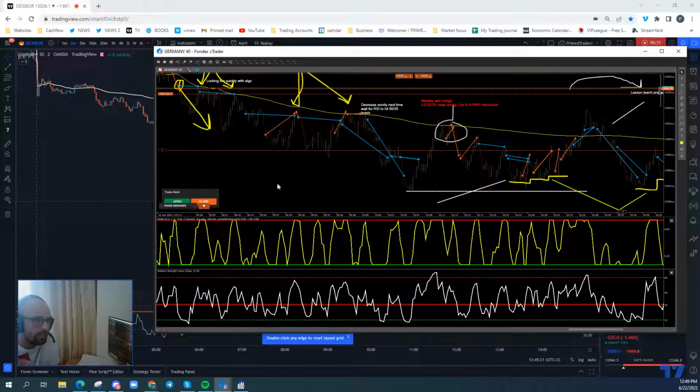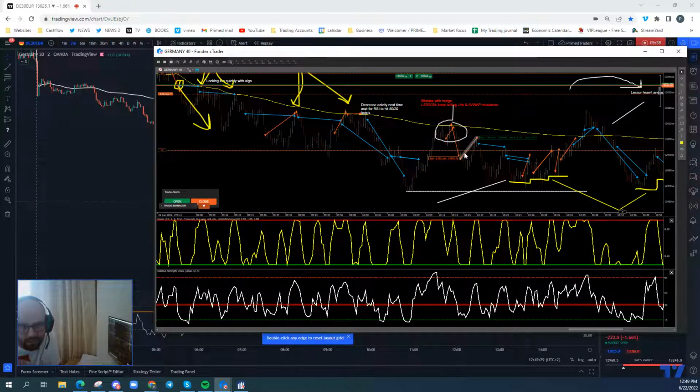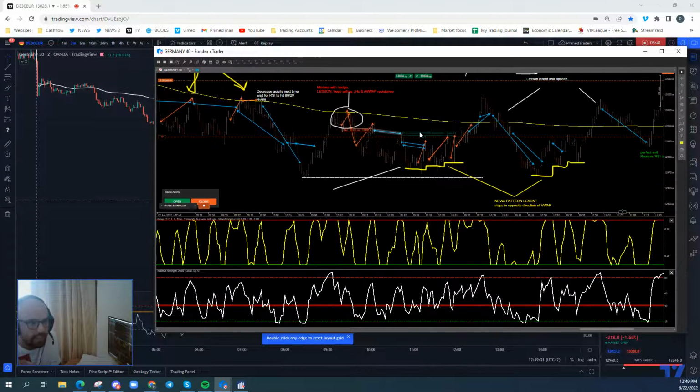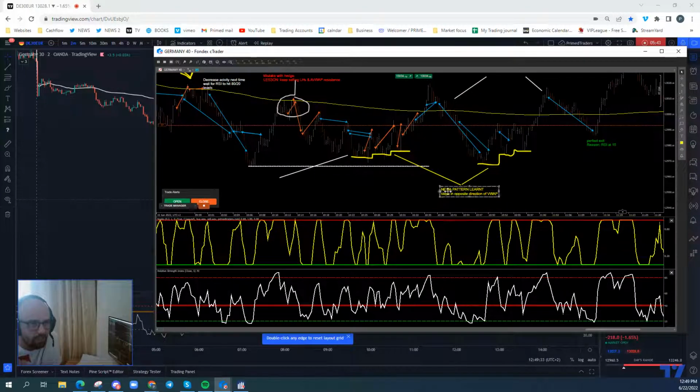7 pips there. My SL is 13.3, so it wouldn't have gotten stopped out. So very bad thing here. Then I chased here, clearly a mistake. And then here, I learned a new pattern. New pattern.